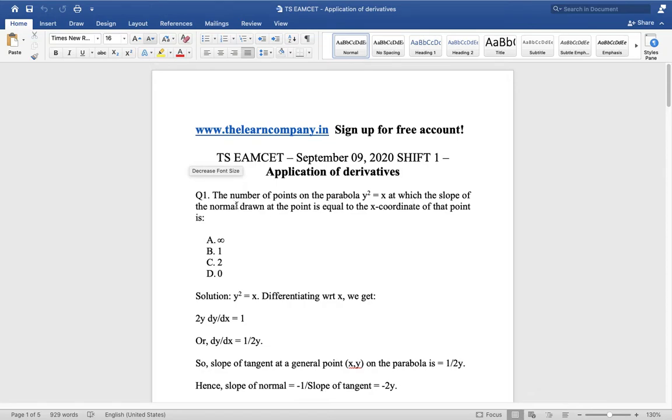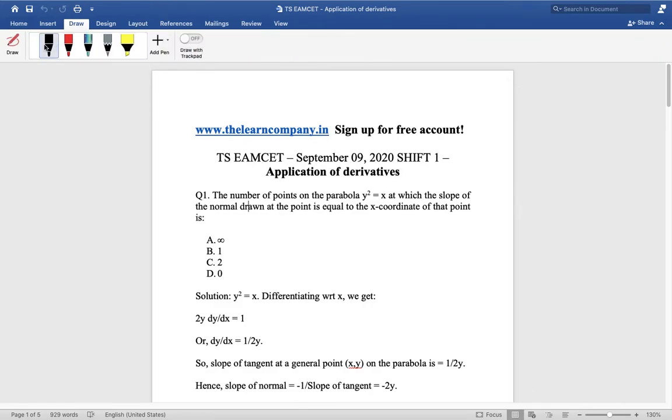So I'm back again, this time doing a video on application of derivatives, the questions that were asked in Telangana state exams on September 9, 2020. The first problem on application of derivatives was: the number of points on the parabola y square equals x at which the slope of the normal drawn at the point is equal to the x coordinate of that point is, out of these four, which is the correct one.